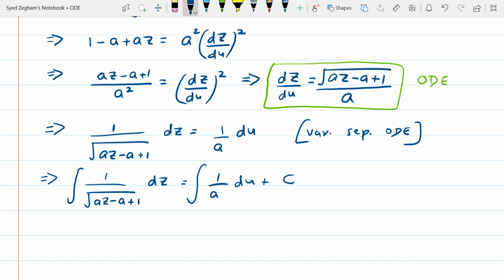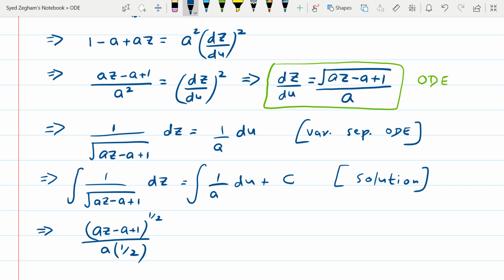And moving on, with integration, we will get az minus a plus 1. When you shift it to the numerator, this will become power minus 1 by 2, right? So power minus 1 by 2 plus 1, that will be 1 by 2 divided by 1 by 2, and we have to divide by a also, right? Simple integration, you know how to do that. Right side will be 1 by a, which is simply a constant, okay, and integration of du, that will give you u, plus some constant c, which is the constant of integration.